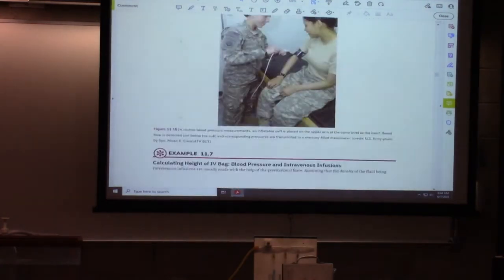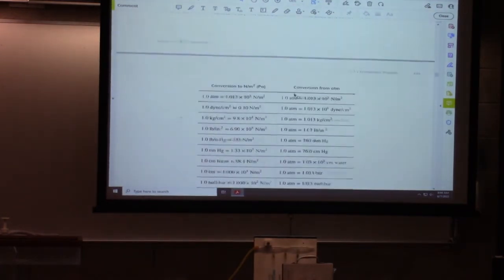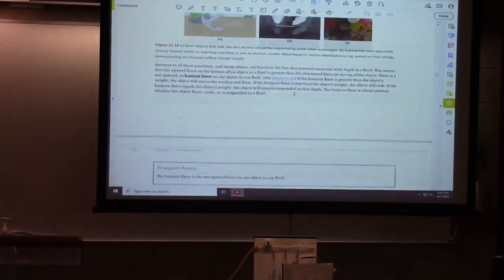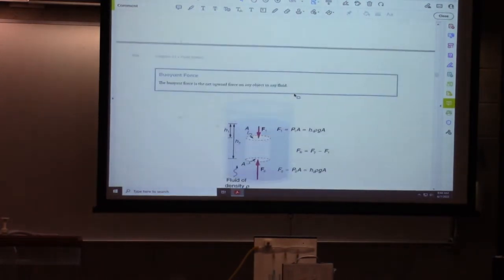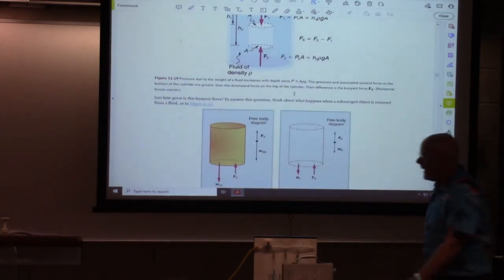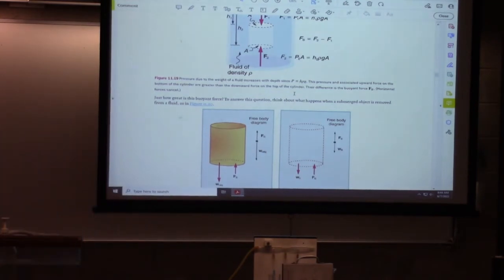All right, well, your author then says, well, let's look at some other nice things. Here's, by the way, the conversion factor. And it was discovered by Archimedes, so it's called Archimedes' principle here. And I'll go ahead and try to draw the same picture that your author has.